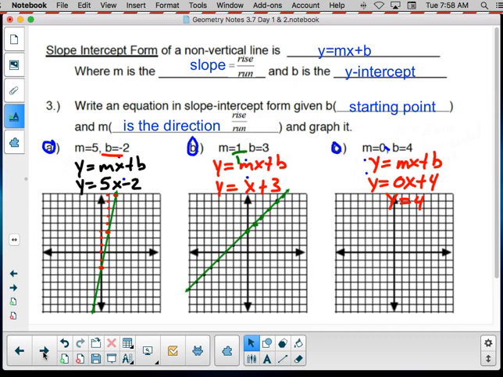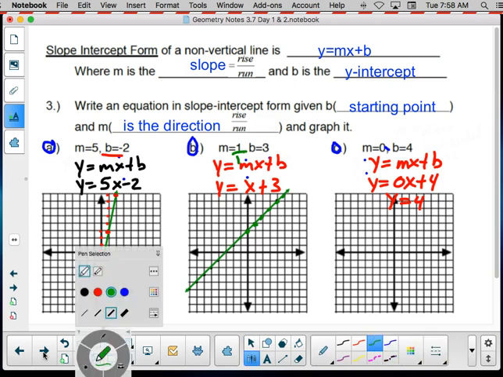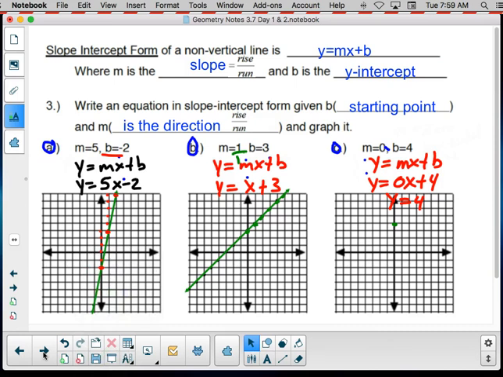And C, doing the same exact thing. I've got my 4: 1, 2, 3, 4, and I've got 0 slope. So I'm really talking about, if we harken back to our slopes, a horizontal line that crosses the y-axis at 4. Okay, so I've got a y-axis crossing at 4 there.